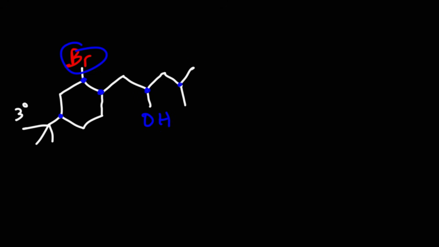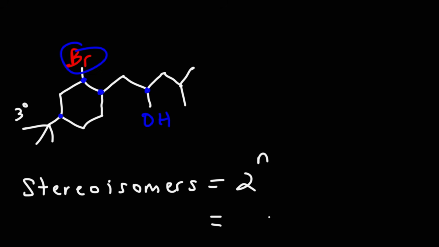Now, this is not a chiral center because it has 2 identical methyl groups. And this secondary carbon is not a chiral center because it has 2 hydrogen atoms. So we only have a total of 4 stereocenters, or 4 chiral centers. And we know that the number of stereoisomers is equal to 2 raised to the n, where n is the number of chiral centers. So it's 2 to the 4, which is 16. So we have a total of 16 potential stereoisomers for this compound.